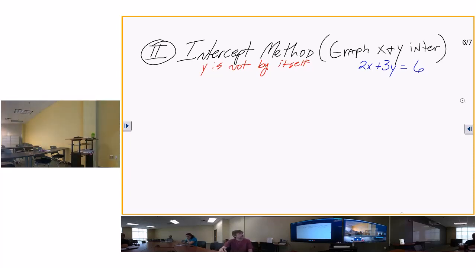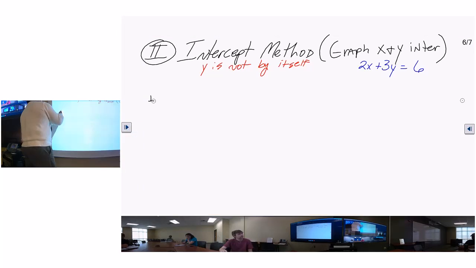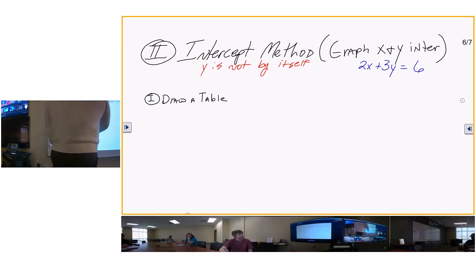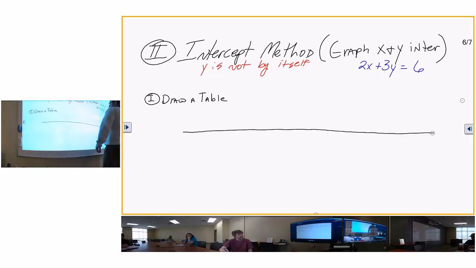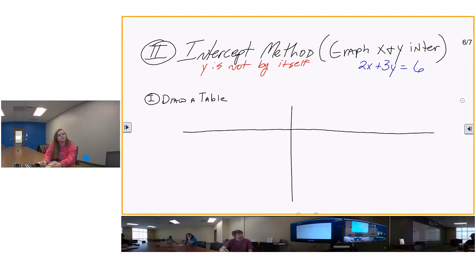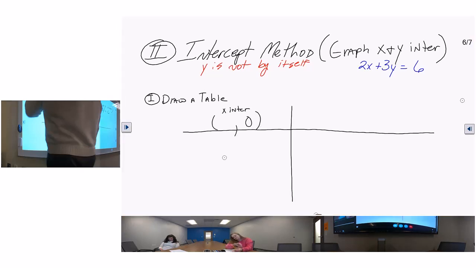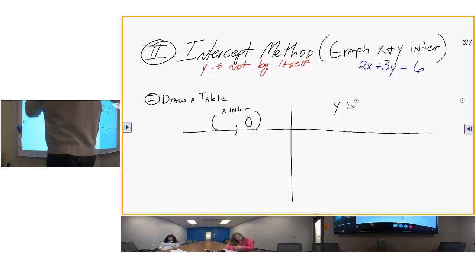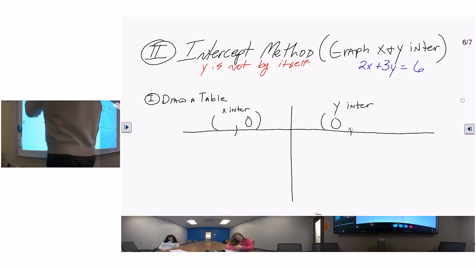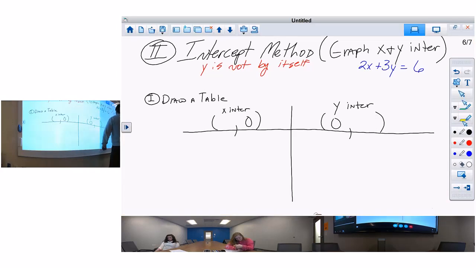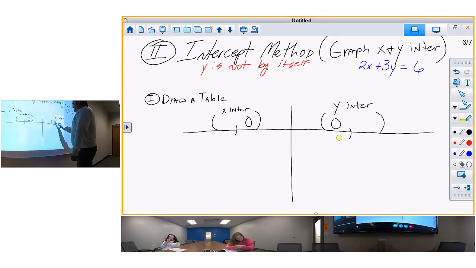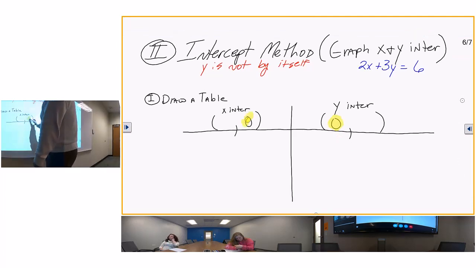So I'm going to do this in black. Number 1, draw a table. And you draw it just like I do. I'll draw it out like this. Like that. And on this side, I'm going to put the x-intercept. 0 is y. The y-intercept. 0 is x. Is it always that? Yes. That's one thing you got to learn. Y-intercept, 0 is x. X-intercept, 0 is what?